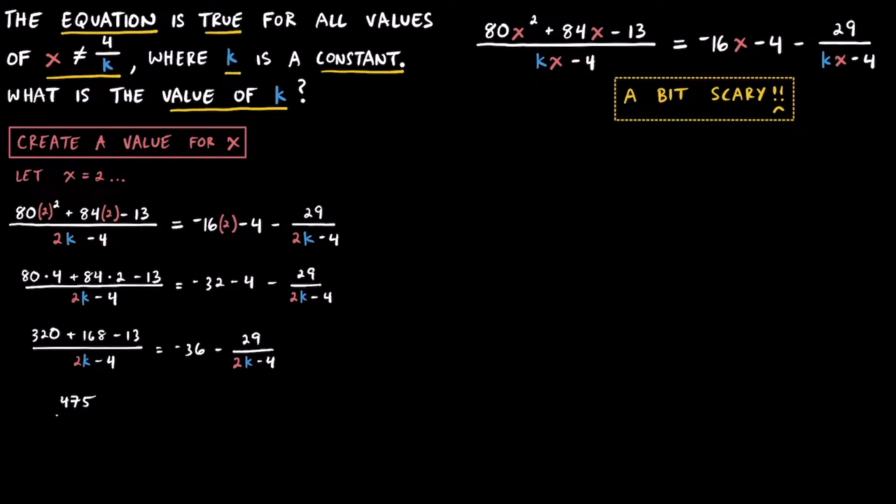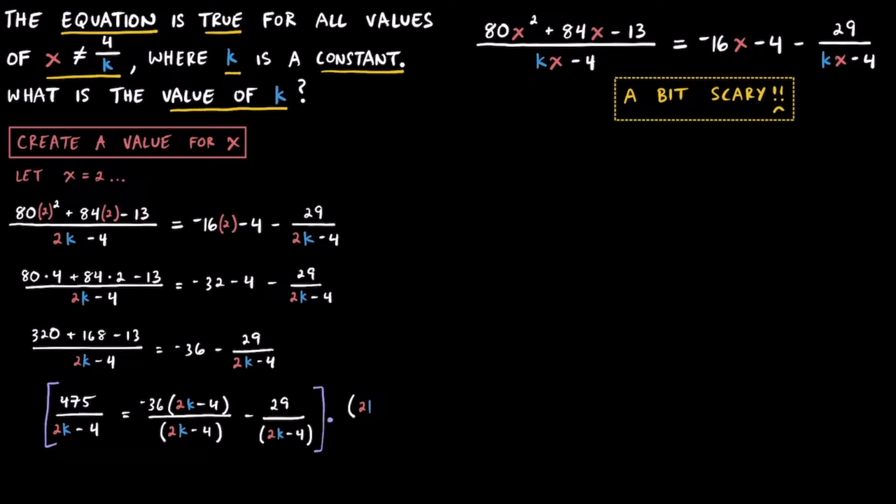Combining everything on the top left, we're going to get 475 over 2k minus 4. And on the right side of the equation, we're going to rewrite this negative 36 as a fraction with common denominators of 2k minus 4 by multiplying top and bottom by 2k minus 4. Now that every piece of this equation has a denominator of 2k minus 4, we can multiply both sides of the equation by 2k minus 4 to get rid of all the fractions. Once we cross-canceled, we get this equation of 475 is equal to negative 36 times the quantity of 2k minus 4 minus 29.